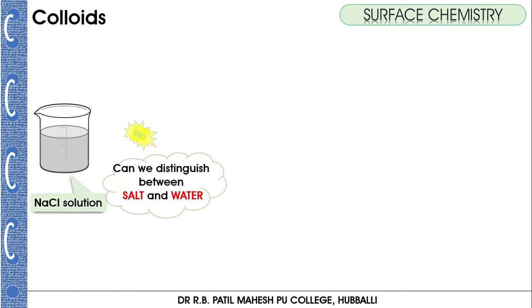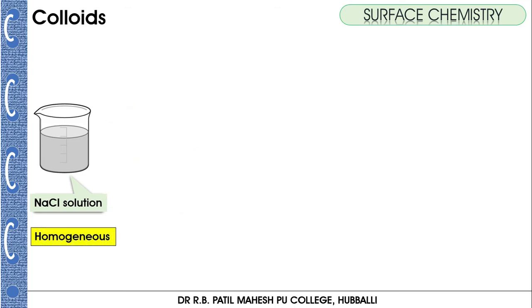The answer is no, we cannot distinguish, because when we dissolve salt in water, that leads to the formation of a homogeneous mixture. So what is a homogeneous mixture? It is a mixture in which composition remains uniform throughout it. So here we have uniform composition, and this solution is called a homogeneous mixture. And students, in this case, the solute particle size, in other words, Na+ and Cl- size, is very, very small. It lies between 0.1 nanometer to 1 nanometer. And students, such types of solutions are called true solutions.